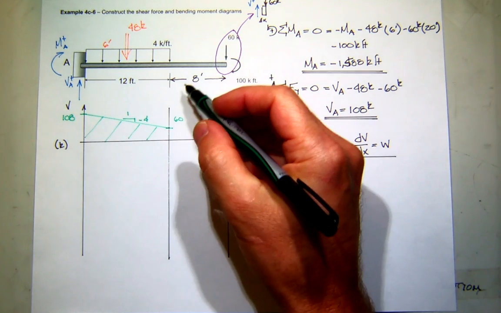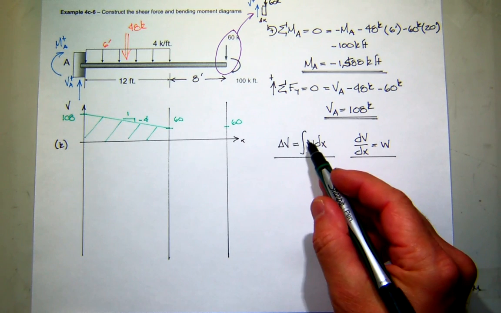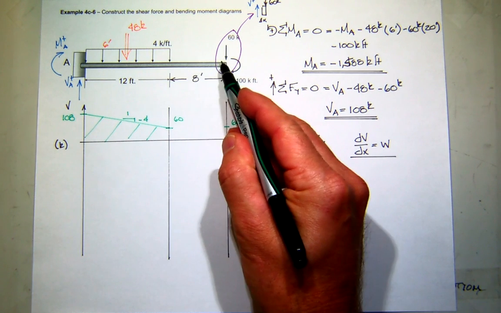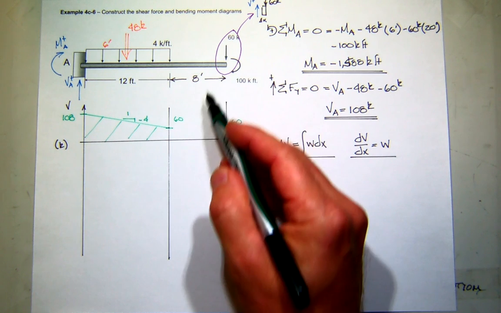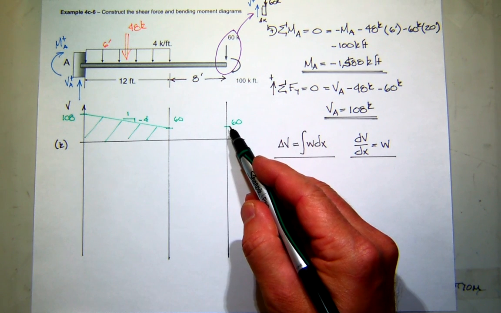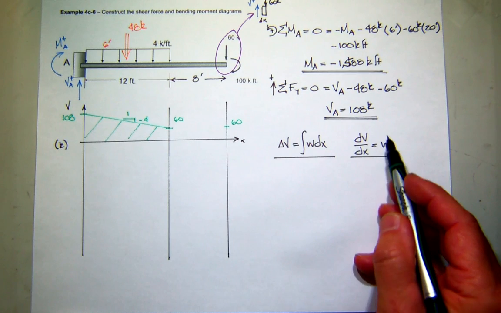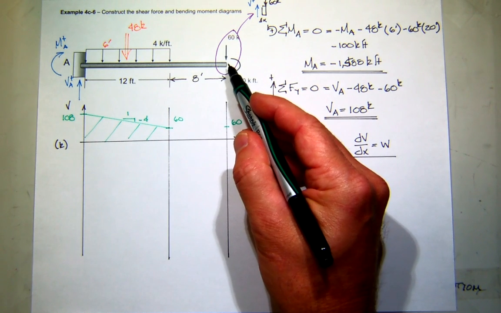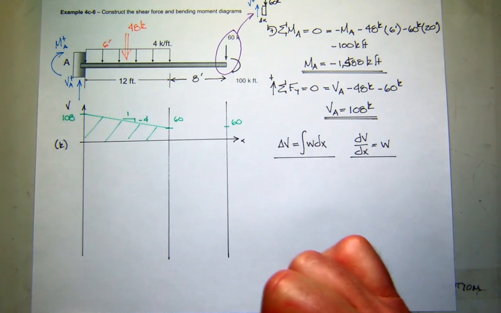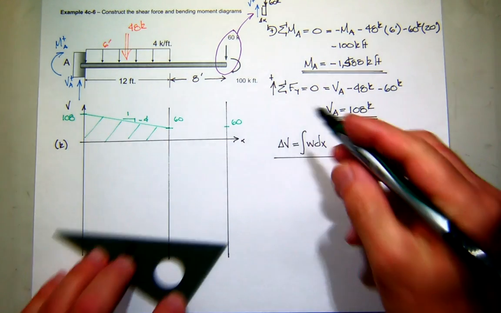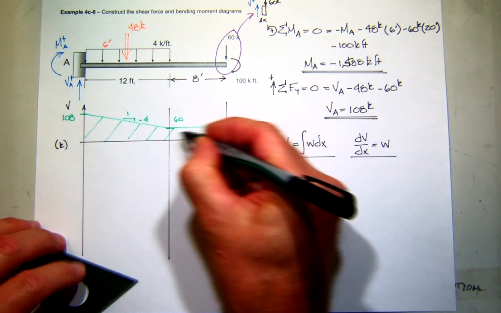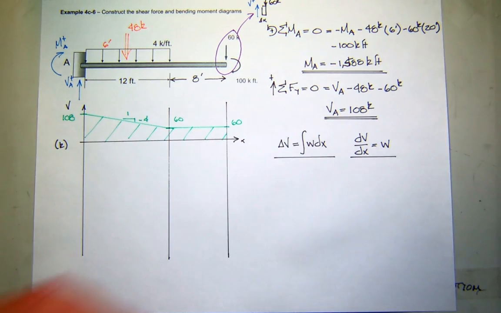Okay, so what is the load curve over the next 8 feet? It is 0. So there is no change. So 60 stays 60. That's good. And what is the shape? Well, the shape is given by the load. The load is 0, so I have 0 slope. Mr. Rippey, what is a curve with 0 slope? A horizontal line. See, all that tuition money is paid off for you.